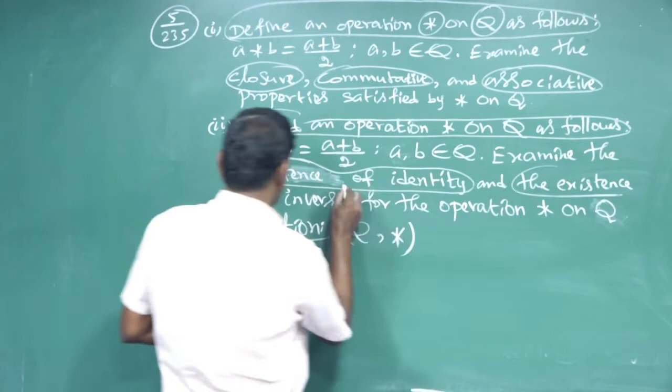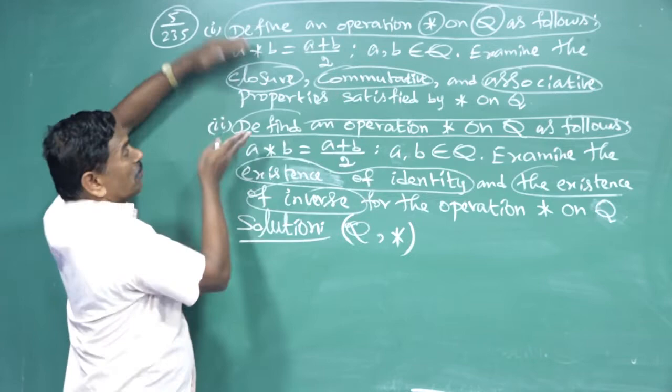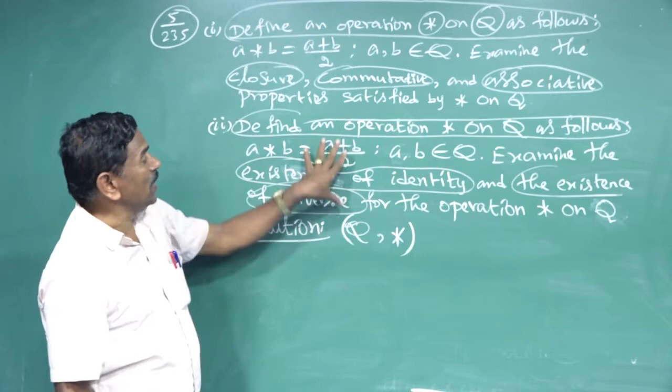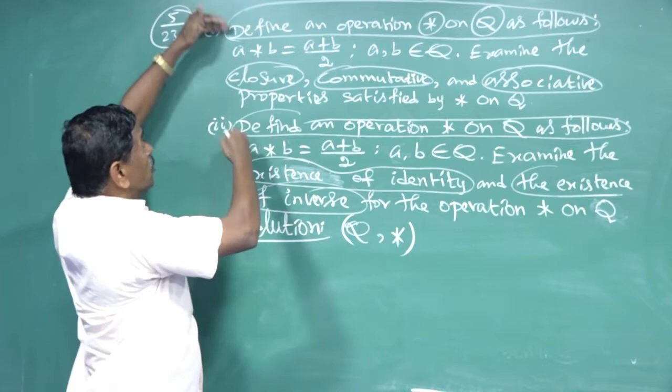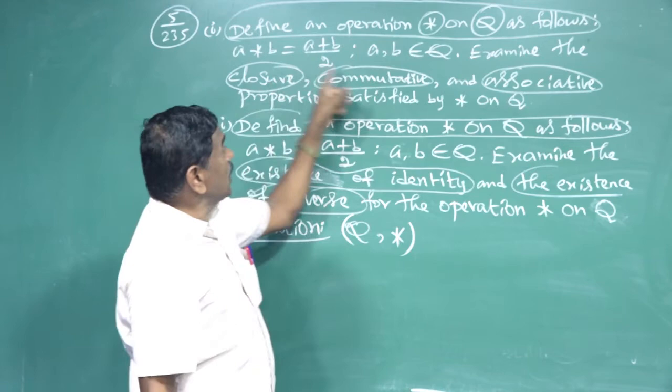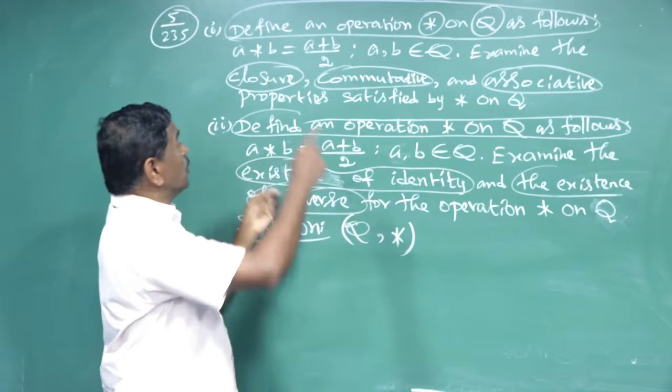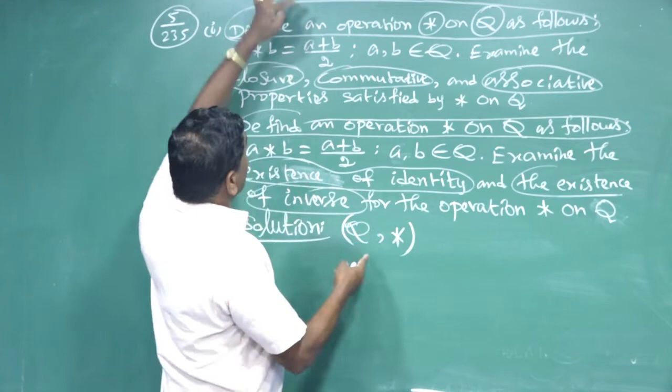For the operation star on Q, there are two subdivisions, subdivision 1 and subdivision 2. From the examination point of view, the two subdivisions together are considered a 5 mark question. If the first subdivision alone, it is a 3 mark question, and the second subdivision alone is also a 3 mark question. That is why they are given as two subdivisions. In the first, I want to verify closure, commutative, associative. In the second, I want to verify the identity axiom and inverse axiom. For both subdivisions, the condition is the same: A star B is equal to A plus B by 2, where Q is a set and star is the operation.